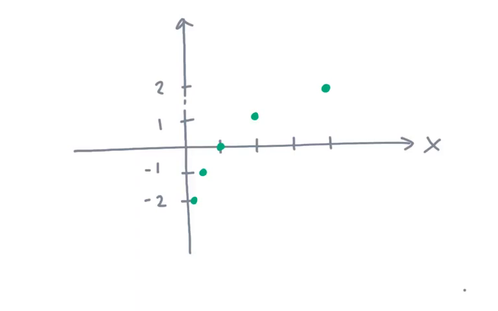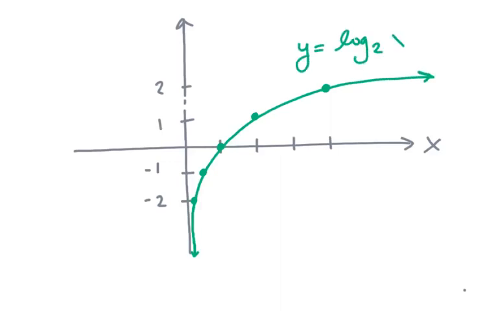And then if I connect the points here, we'll see the inverse graph of what we did together when we graphed exponentials. So this is the graph of y equals log base 2 of x. Let's just comment on the domain and range of this graph, maybe a vertical asymptote and an x-intercept, and then we should be pretty good.